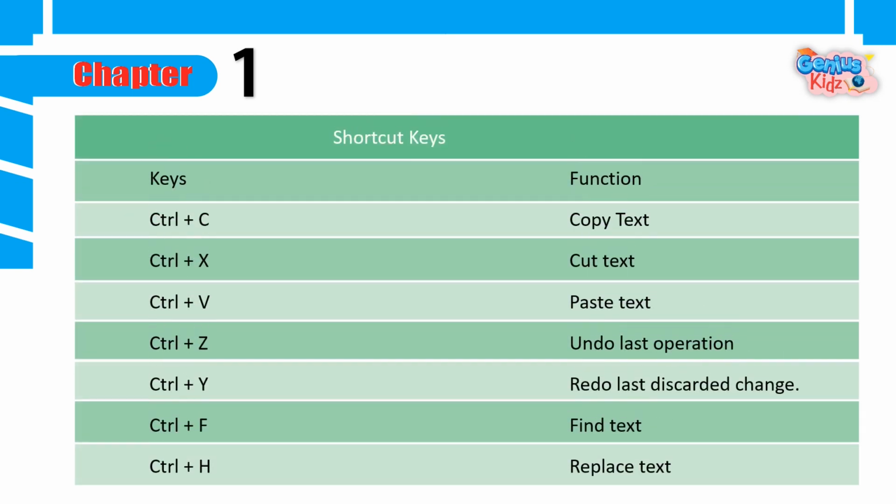Shortcut keys. Keys, function. Ctrl+C, copy text. Ctrl+X, cut text. Ctrl+V, paste text. Ctrl+Z, undo last operation. Ctrl+Y, redo last discarded change. Ctrl+F, find text. Ctrl+H, replace text.